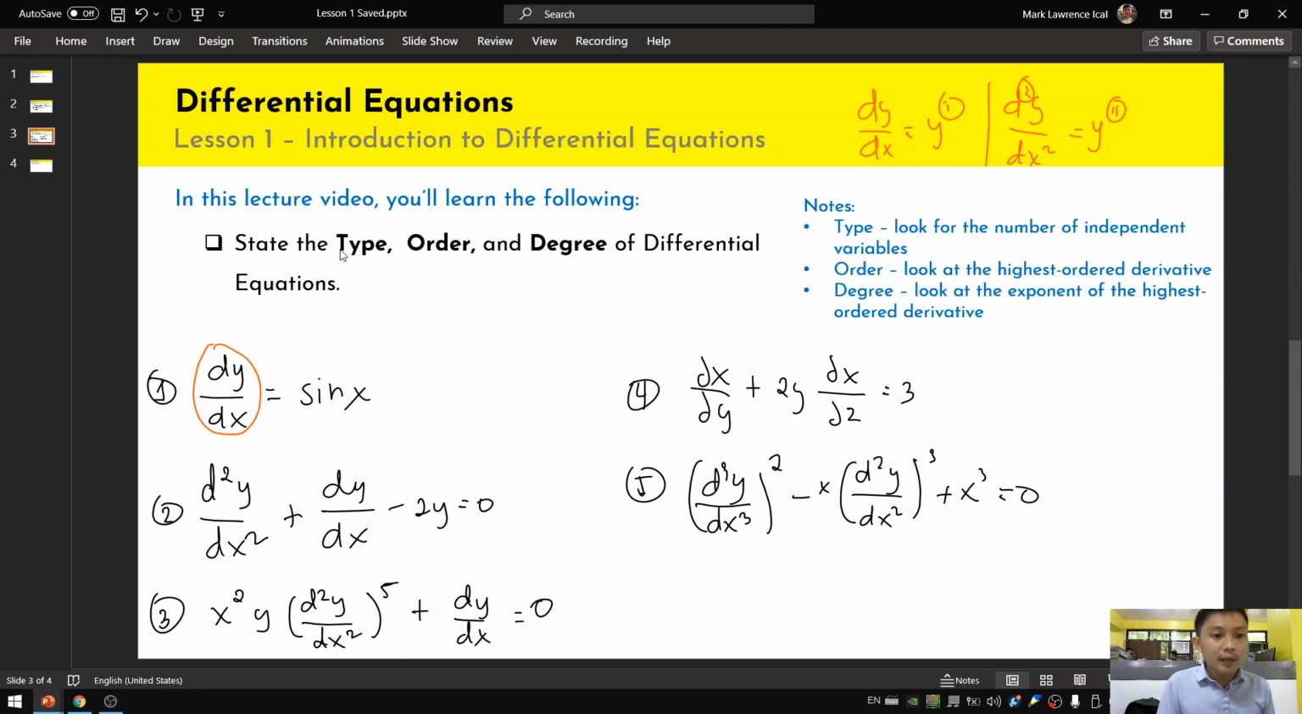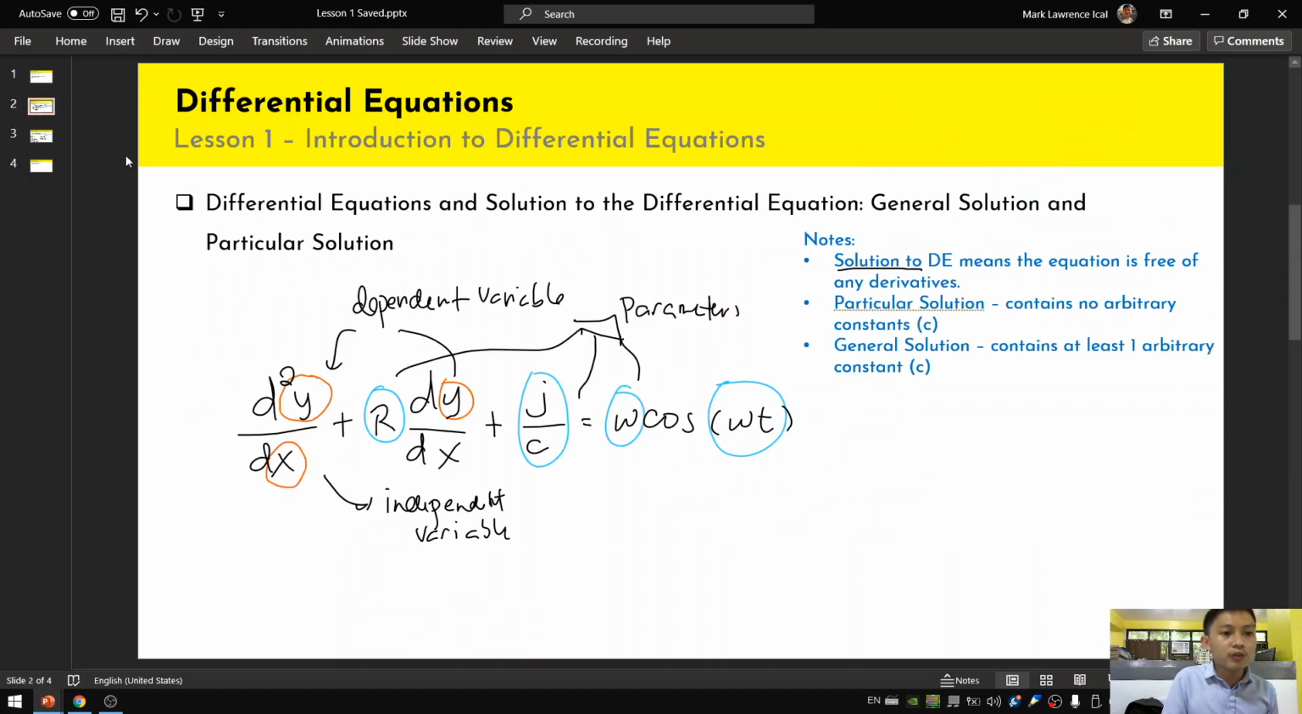So type, okay, so when you see type, look for the number of independent variables. So if you go back to the previous slides, the independent variable is the letter below. So we can see here that the independent variable that we have is only x.